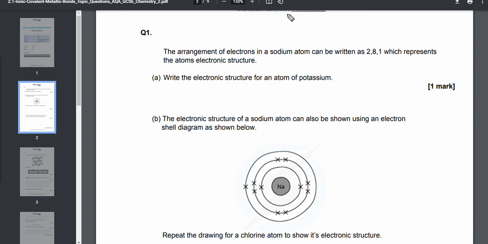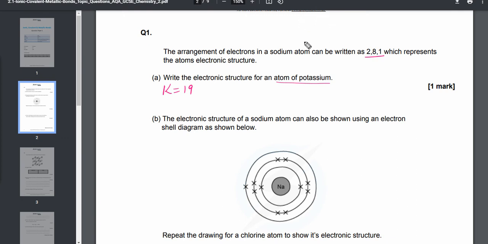In this question it says the arrangement of electrons in a sodium atom can be written as 2 8 1, which represents the atom's electronic structure. Write the electronic structure for an atom of potassium. So this is for the atom of sodium, and now we have to write down the electronic structure for potassium. So potassium has 19 protons. Its atomic number is 19. It has 19 protons and 19 electrons.